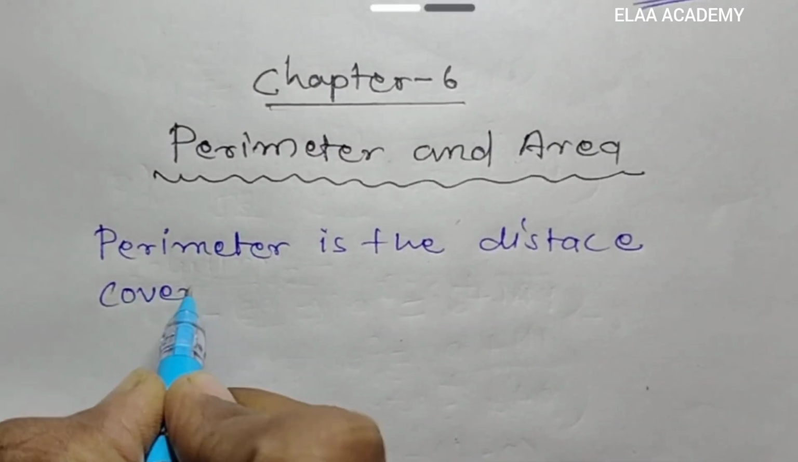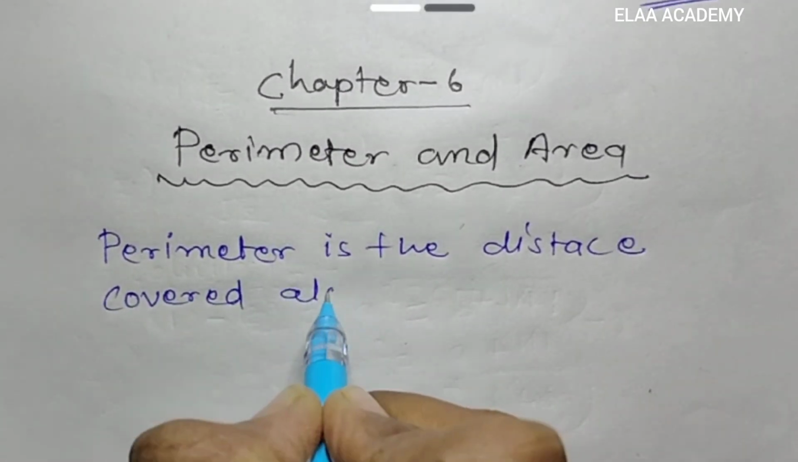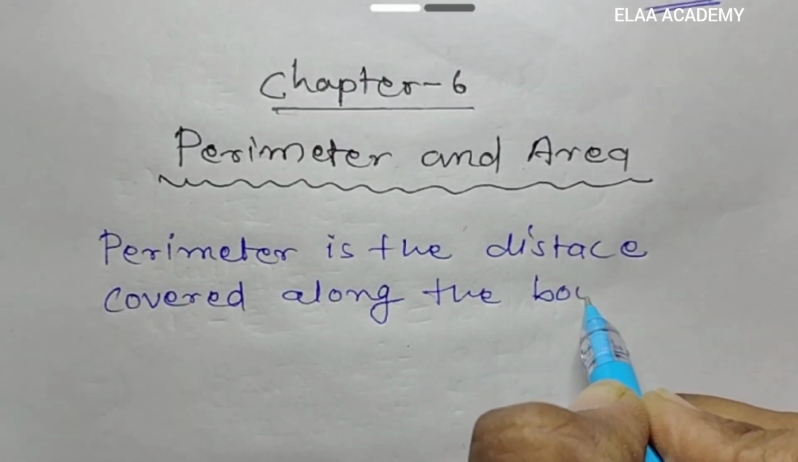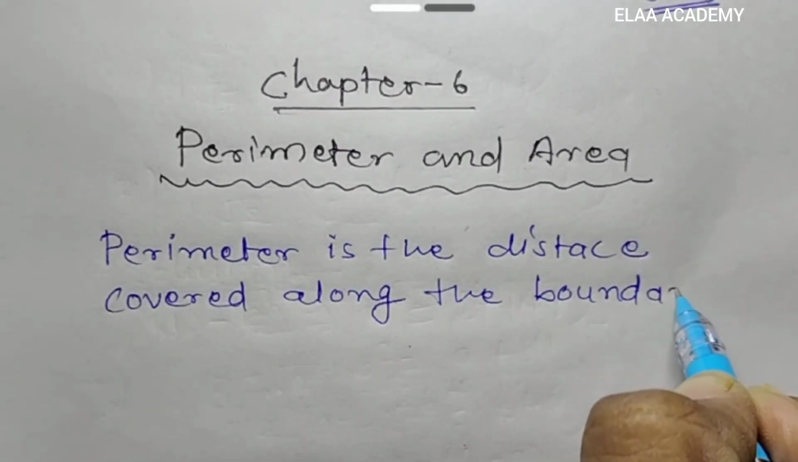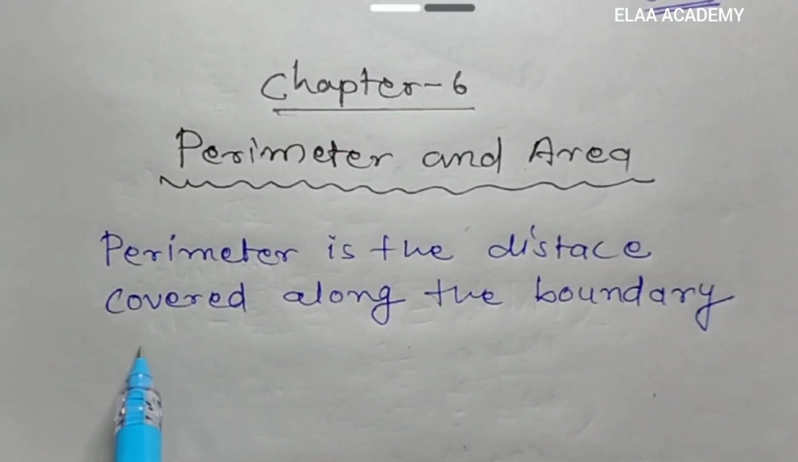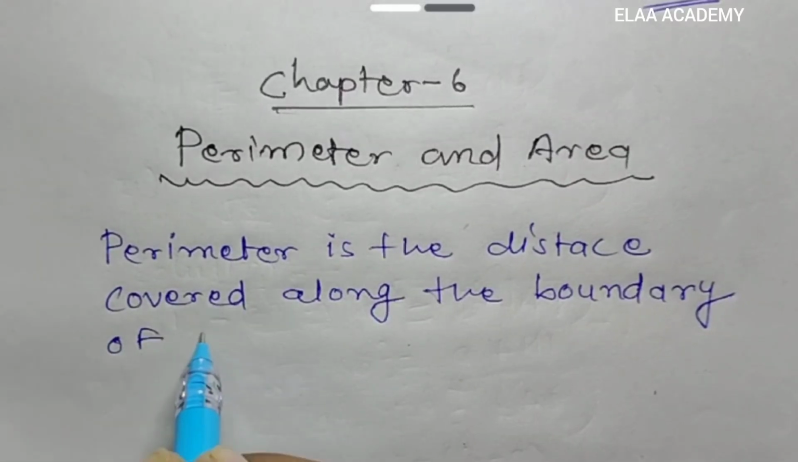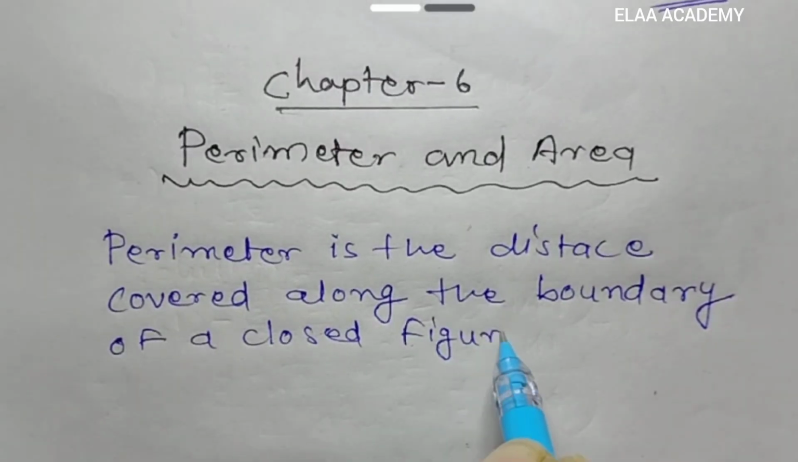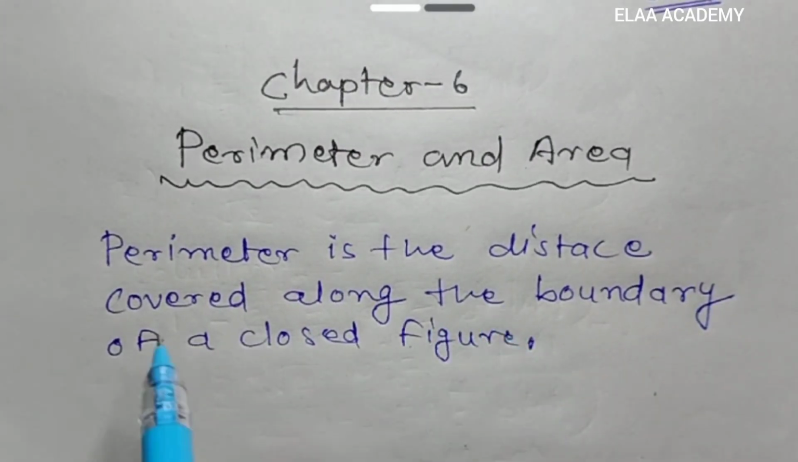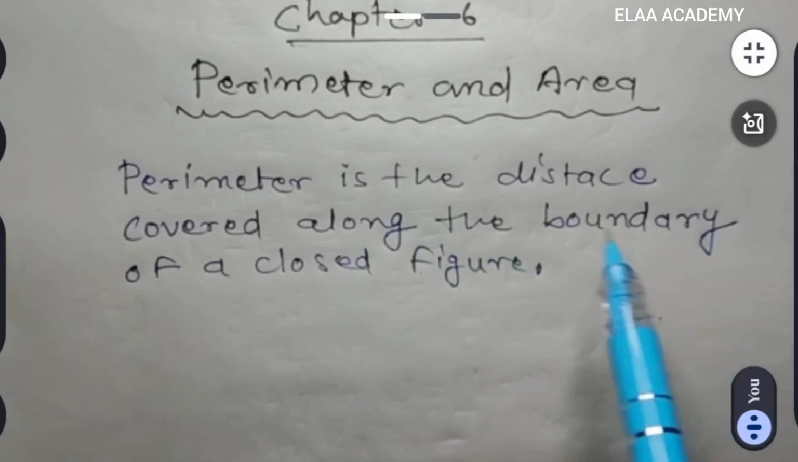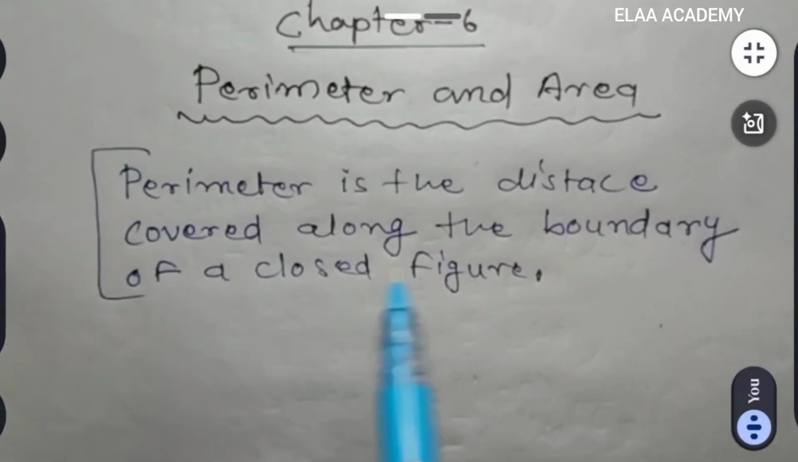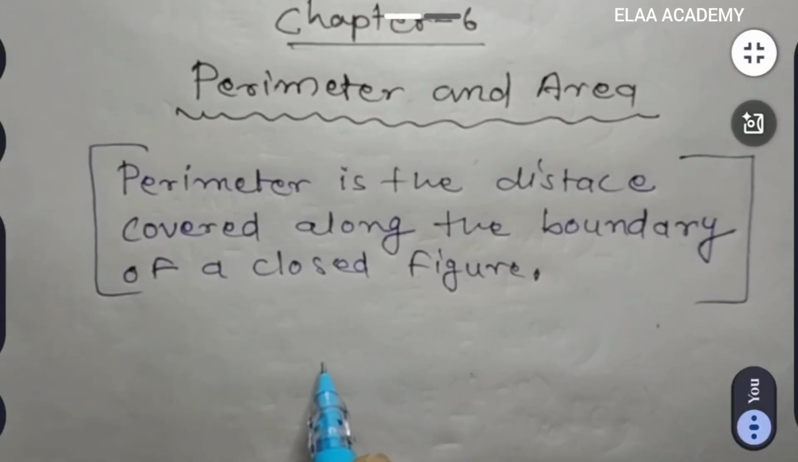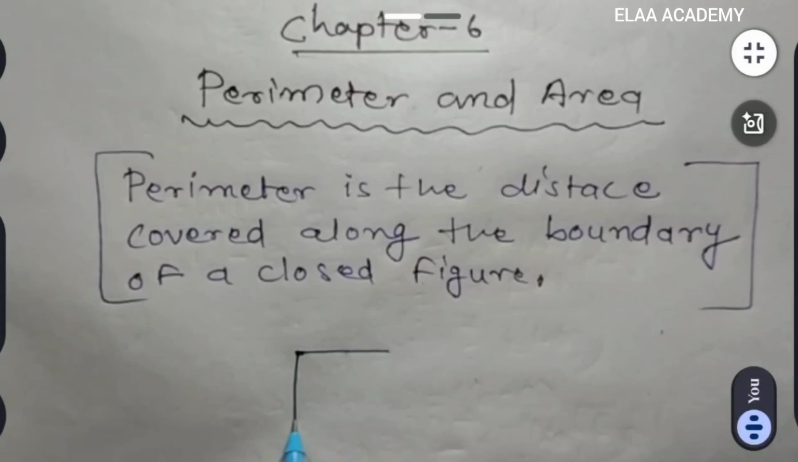Perimeter is the distance covered along the boundary of a closed figure. Okay, perimeter is the distance covered along the boundary of a closed figure. Okay, boundary of a closed figure.